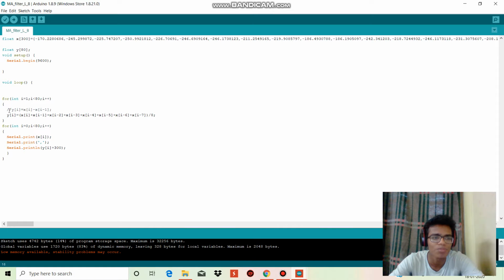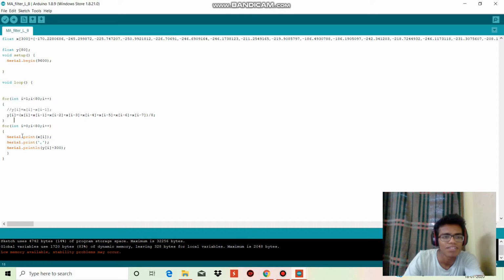And in this for loop, I have written y of i is equal to x of i plus x of i minus 1, etc., x of i minus 7, divided by 8. This is actually the averaging part. I have taken 8 numbers and took a sum of it and divided by 8, which is actually taking its average, and given that value to the y of i.